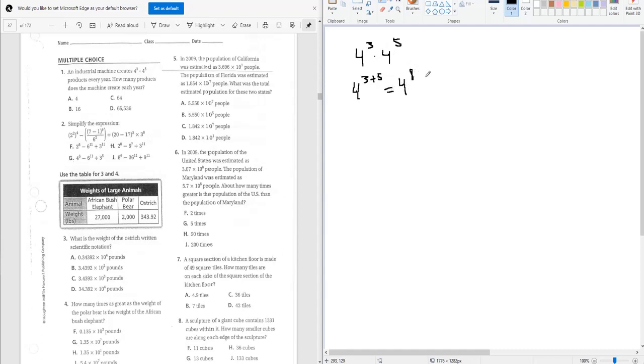Now at this point, 4 to the 8 is probably going to be a really, really big number. So I know it's D because these are too small. So the answer is 65,536. Now you might be wondering, okay, but that doesn't really show your work.